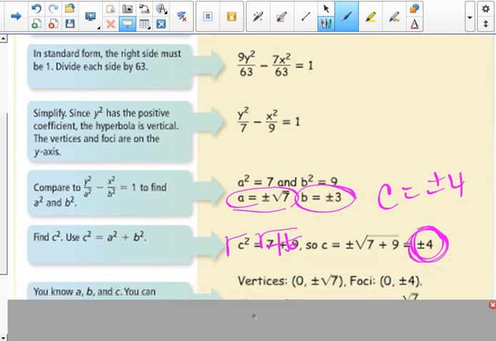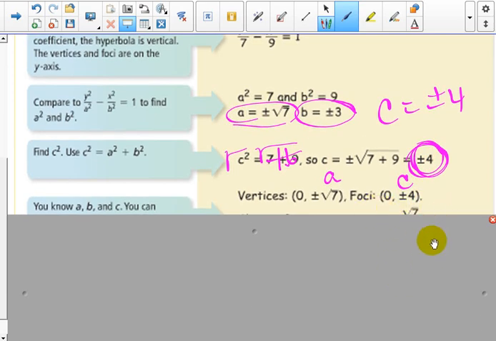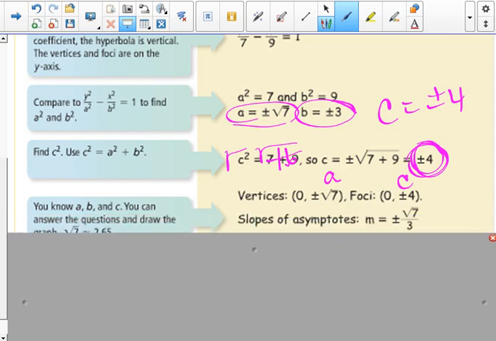So our vertices, and you would just go back to the chart, it's positive negative a. So 0, comma, positive negative radical 7. Our foci is, I'm sorry, vertices was a. That's your a value. Our foci is c. If I don't have it right in front of me, I get it wrong. All right, so there's your foci. It's your c value, the one we just solved for. And then your slopes, that's in that formula on that sheet. So it's radical 7 over 3, positive negative.